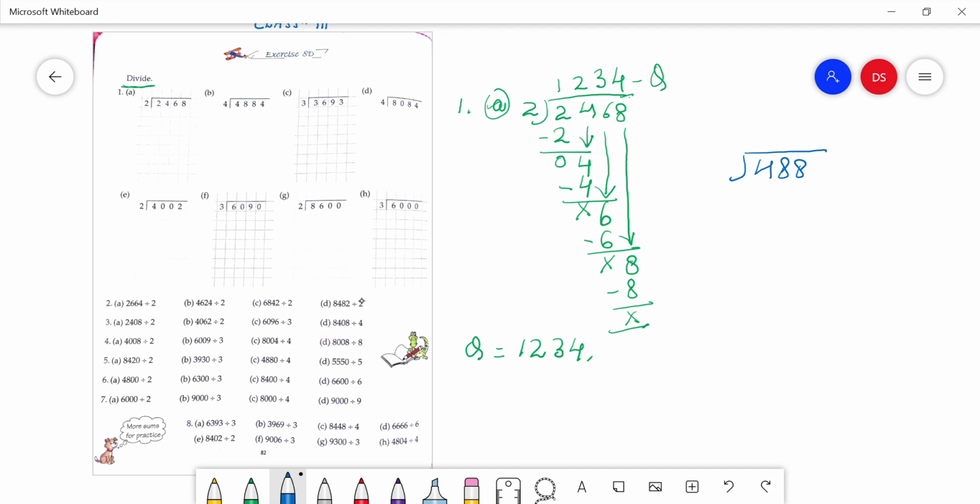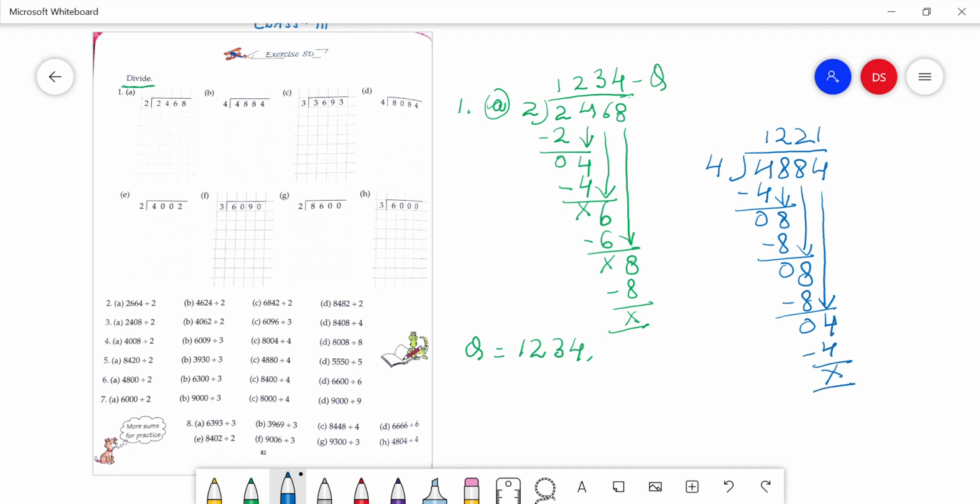4884. The dividend is 4884 and the divisor is 4. The number by which we divide the number is called divisor. Here the divisor is 4. 4 ones are 4. 4 minus 4 is 0. We will take 8 down. 4 twos are 8. 8 minus 8 is 0. Next digit is 8. Again 4 twos are 8. 8 minus 8 is 0. Last number is 4. We will divide it by 4. 4 ones are 4. Here the quotient is 1221.